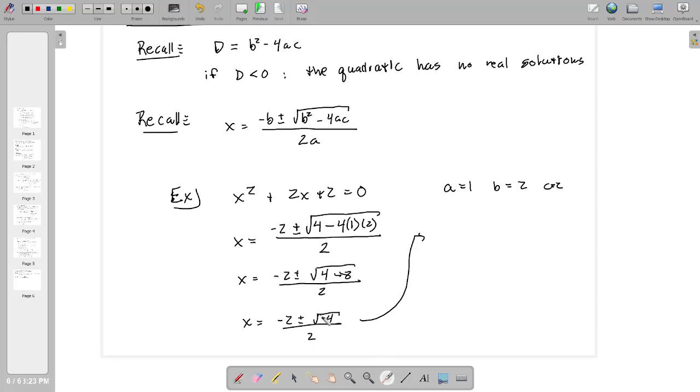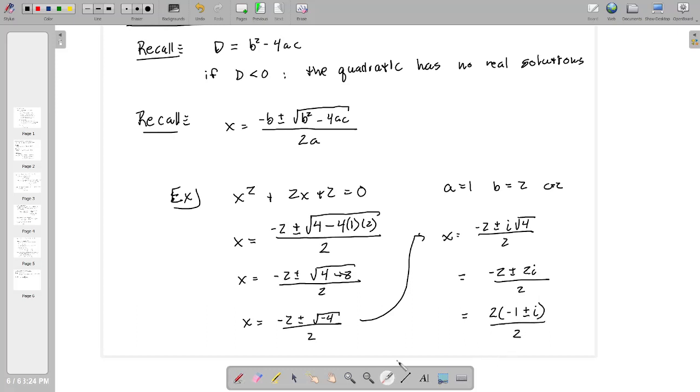Now here, we need to remove this negative, and we remove it by adding an i to it. So we have x is equal to negative 2 plus or minus i square root of 4, all over 2, and the square root of 4 is of course 2, so we end up with negative 2 plus or minus 2i all over 2. Now here we can cancel our 2's, but first I'm going to factor a 2 out. So I end up with 2 times negative 1 plus or minus i, all over 2.